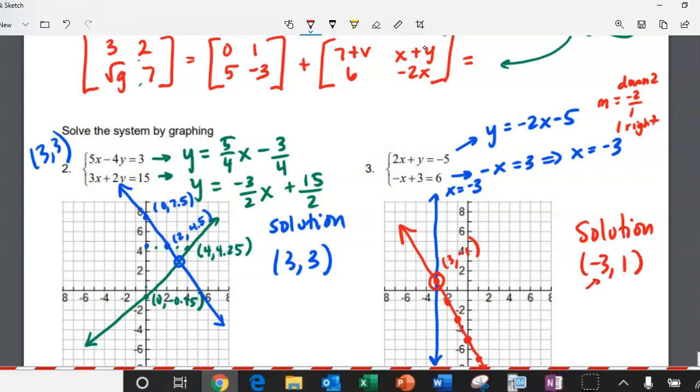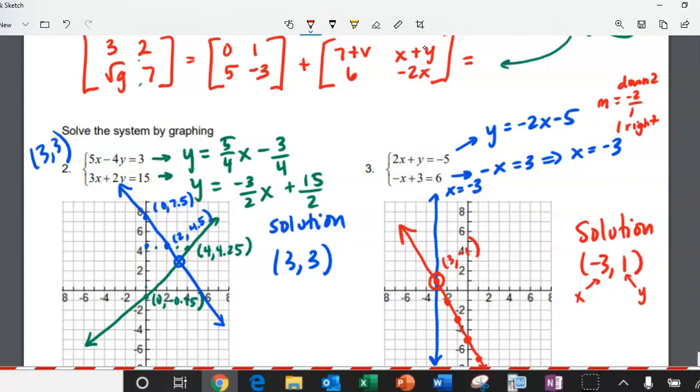And again, like I just said earlier, you can check. Plug in this for x into both equations. Plug in this for y into both equations. Again, the second one does not have a y in it. All right, so as soon as you plug in your x value, it should just work out, which it will.